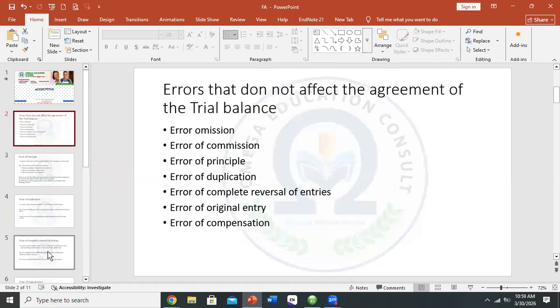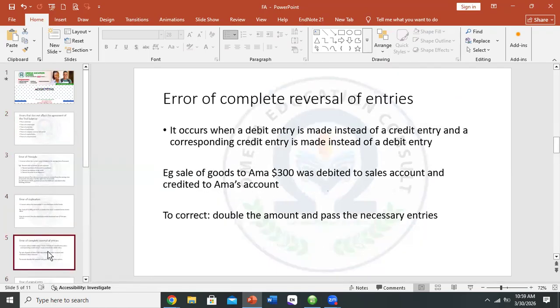So professors, these are the 7 errors that do not affect the trial balance. Now I want to give you some summaries so that you pay attention to them. If you realize, because these errors do not affect the trial balance, when we're correcting them, the debit and credits go into the 2 accounts in the error. There was no mention of suspense.